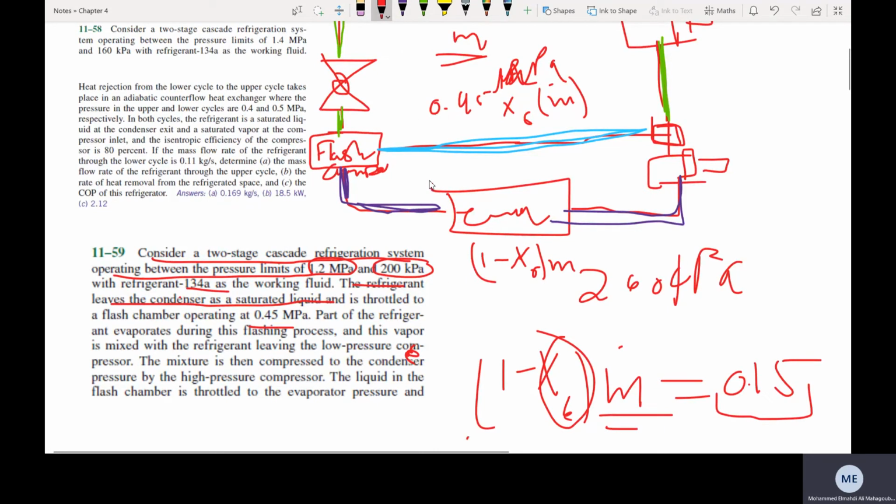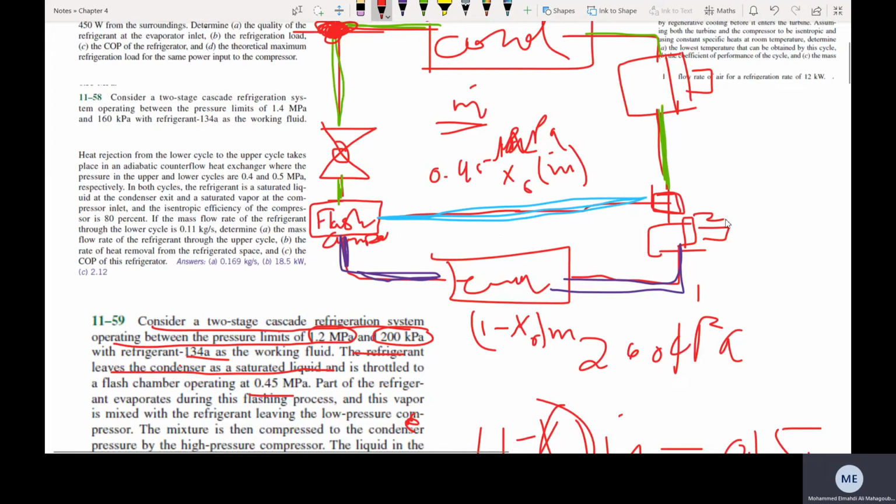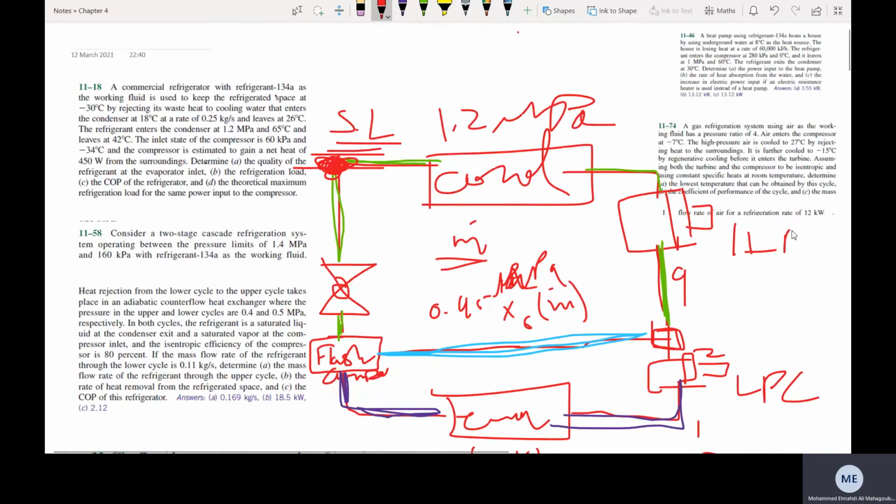Okay. Since he didn't specify any points on the graph, let us put the normal points that the cycles work with. So this is point 1. Typically in this cycle, this is point 2, after the low pressure compressor and before the flash chamber, where it is mixed with the flash chamber. Okay, so we have here point 9, which is the inlet to the high pressure compressor.